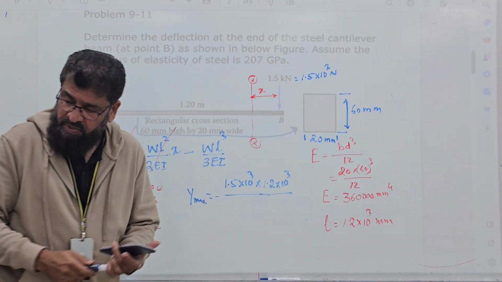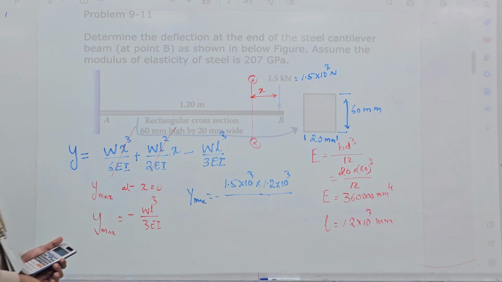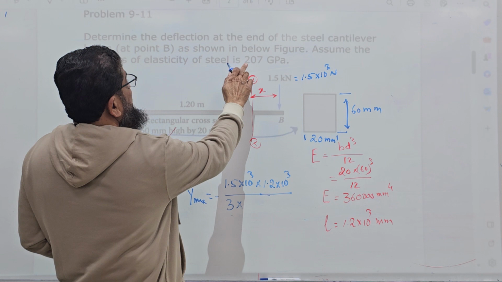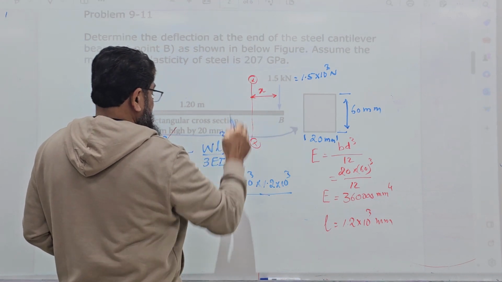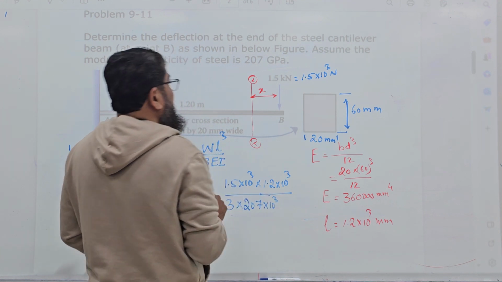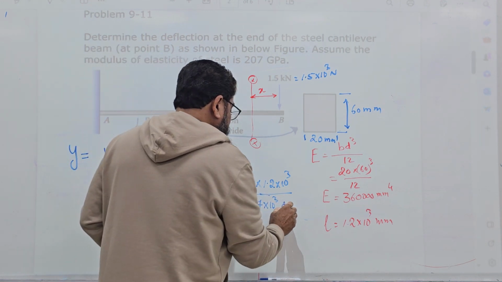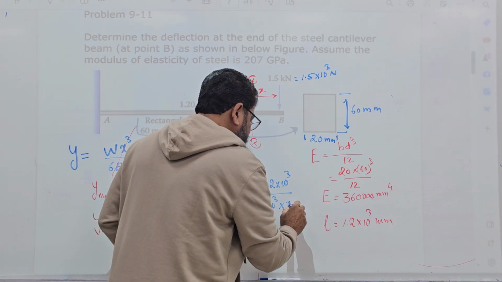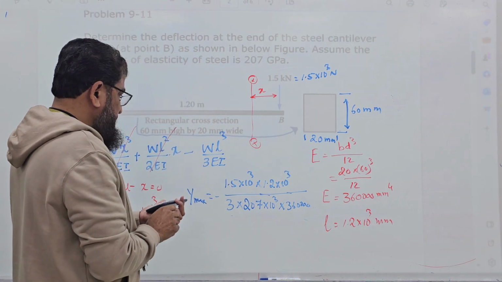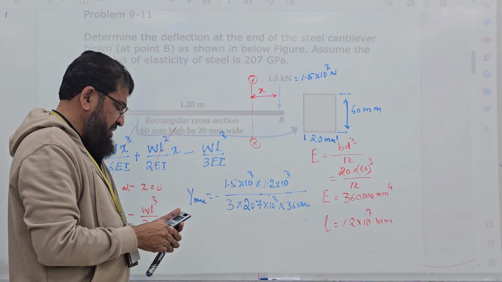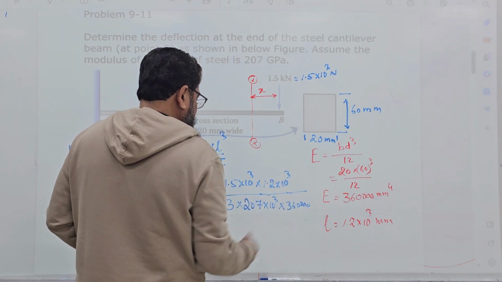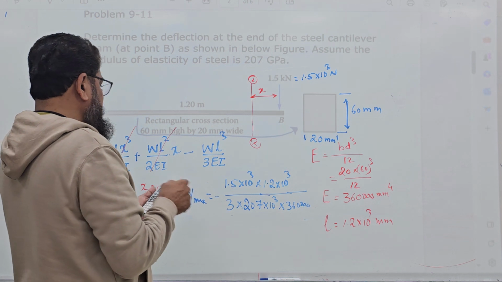This pen is not good, let me change the pen. Okay, divided by 3 multiplied by E, which is 207 gigapascal, that is 207 into 10 cube megapascal, multiplied by I, which is 36 followed by 4 zeros. Now see what is happening here: so many things are getting cancelled out. This 10 cube goes with this 10 cube, and this 10 cube goes with these 3 zeros. So it's very easy.